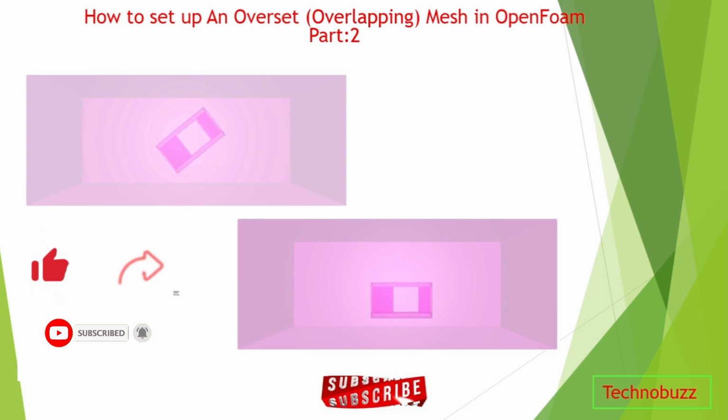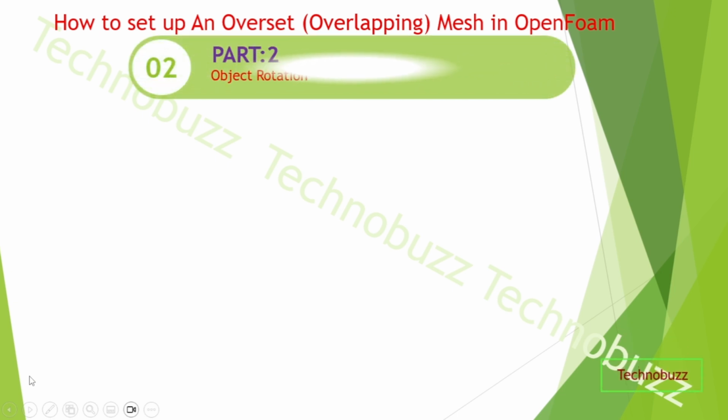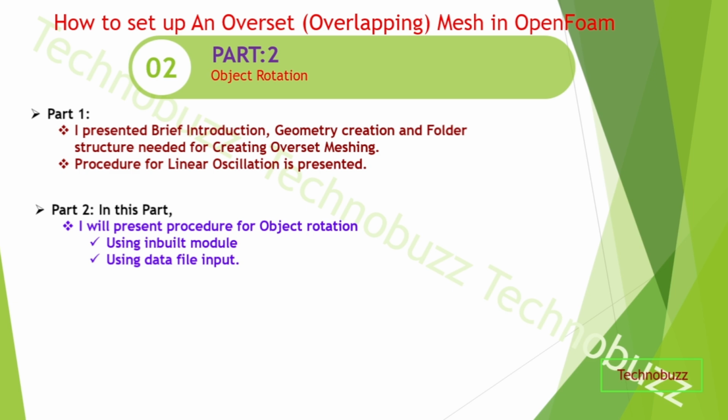Now, let us start the video. In part 2, we will see how to set object rotation with overset mesh technique. In part 1, I have presented a brief introduction, geometry creation and folder structure needed for creating overset meshing. Further, I have explained the procedure for linear oscillation of the object. Now in part 2, I will present the procedure for object rotation with two methods: first, using an inbuilt module, and second, using data file input.